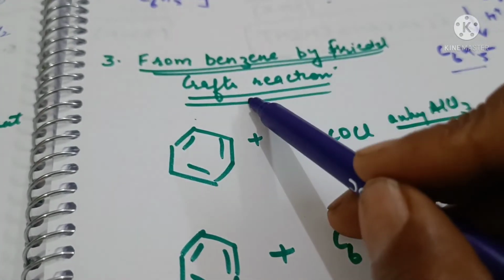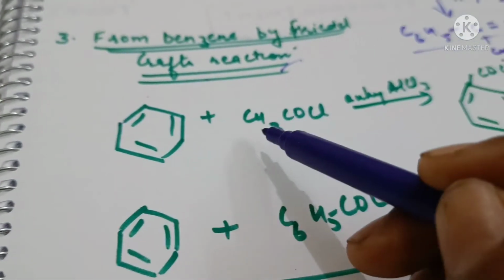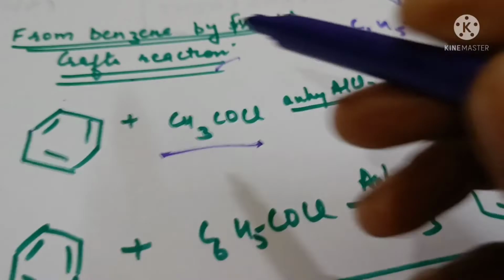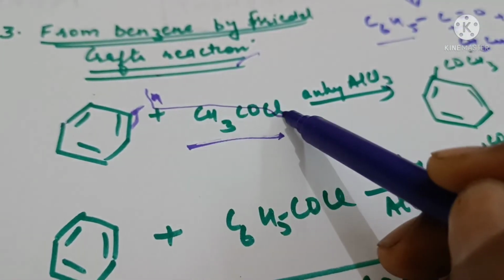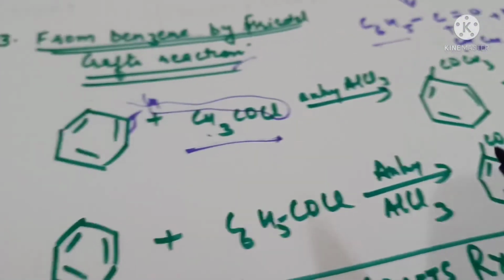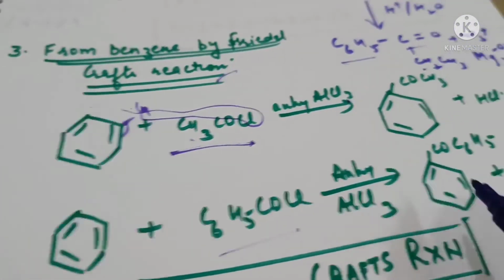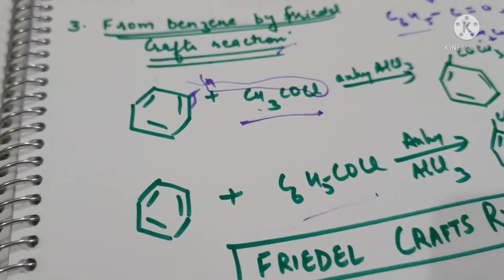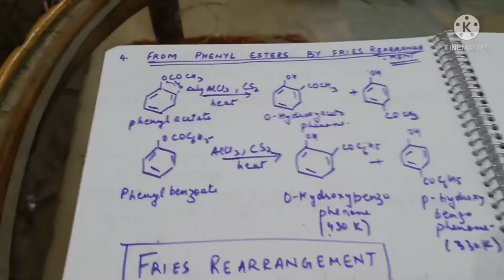From benzene by Friedel-Crafts reaction also we can prepare ketones. So benzene, when reacted with acyl halide in presence of anhydrous aluminum chloride, H gets reacted with Cl to form HCl, and COCH3 gets attached in its place, so we get a ketone. Similarly, when we react with benzoyl chloride, we get a benzoyl group over here and a ketone is formed. This reaction is known as Friedel-Crafts acylation reaction.